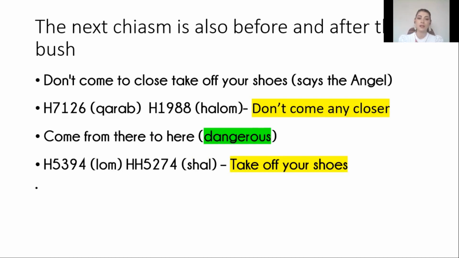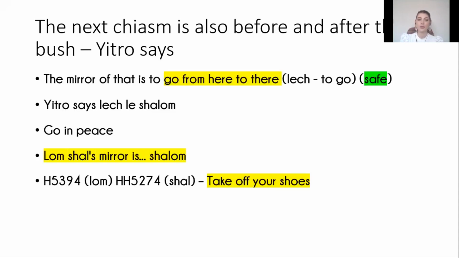And the words we're going to look at are karab and halom. Karab halom means don't come any closer. It means this is dangerous. You don't play around, you don't mess around with it. Don't come any closer. It's dangerous. And take off your shoes is the word lom shal. So karab halom, lom shal. Okay, that is exactly what the angel said to Moses. Be careful, take off your shoes.